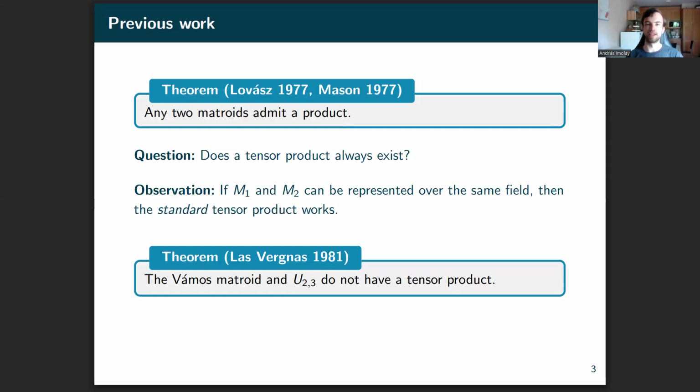But it turned out, Schwarcz proved that there are matroids that do not have a tensor product. The Vámos matroid is the smallest matroid that is not representable over any field, and this U23 is a uniform matroid over 3 elements, in which all subsets are independent except for the whole set.